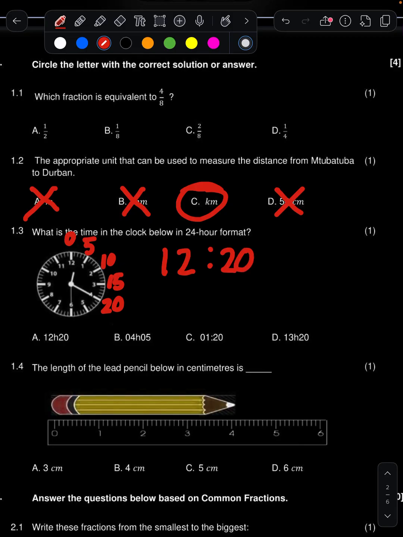And so it is quite easy to see it can't be 4 o'clock. It can't be 1:20. It can't be 13:20. It has to be 12:20.